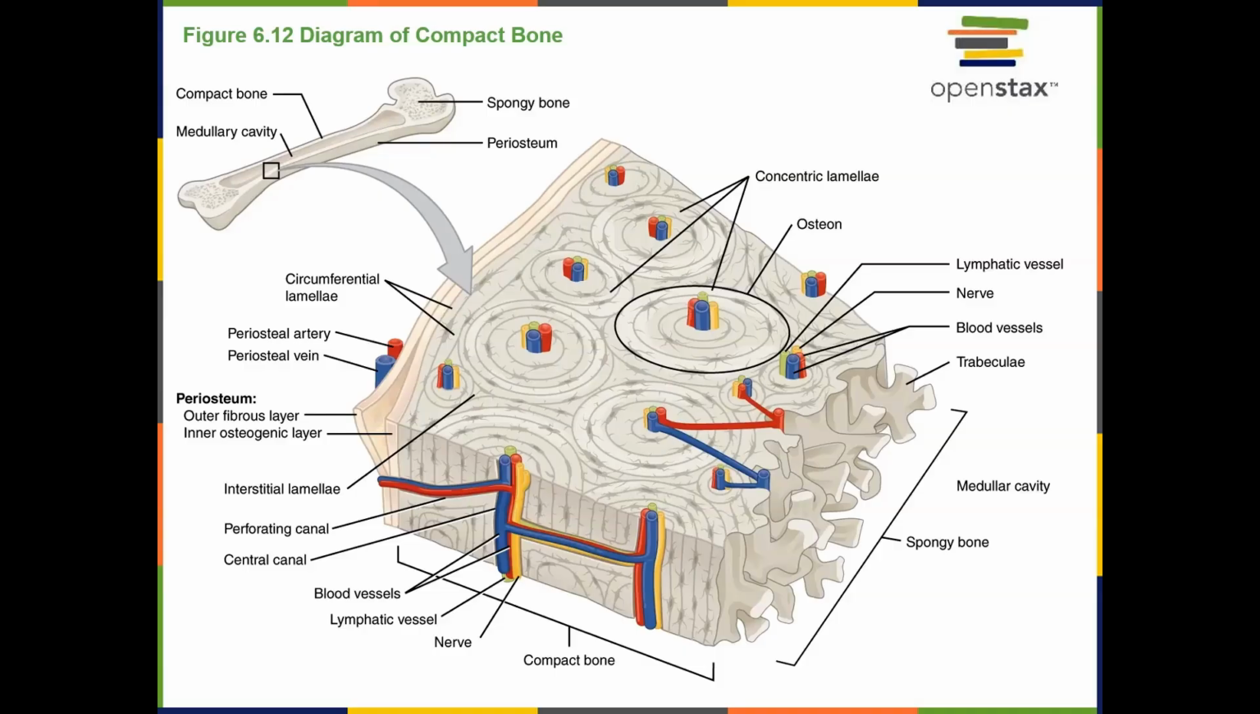Then the superficial outermost layer of the compact bone is covered with the periosteal membrane, which is a membrane of connective tissue that also contains osteogenic cells that are the stem cells that can differentiate into osteoblasts. And the osteoblasts will build bone and eventually differentiate into osteocytes, the mature cells of bone.